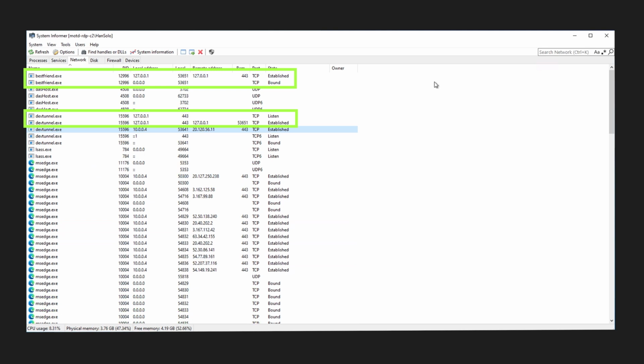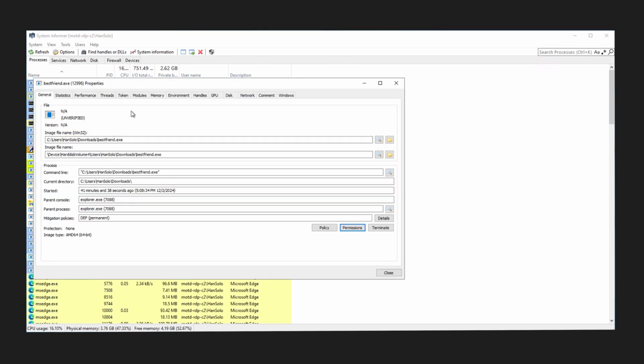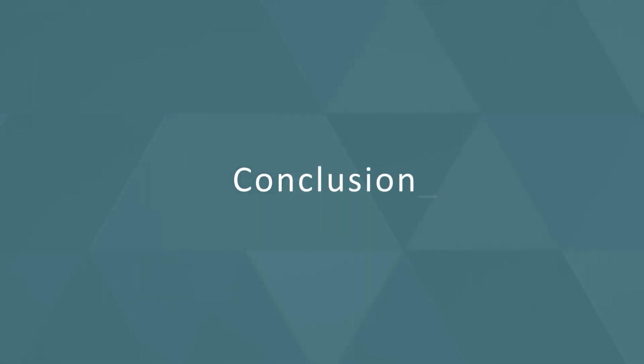Now, this pattern of connection reveals that bestfriend.exe connects to devtunnel.exe's listener on localhost, and devtunnel.exe then forwards this traffic through its established connection to the Microsoft DevTunnel server. Now, this matches behavior we would expect from tunneling C2 agent communication. Finally, by looking at bestfriend.exe's properties, we see that, unlike devtunnels.exe, it does not possess a digital certificate.